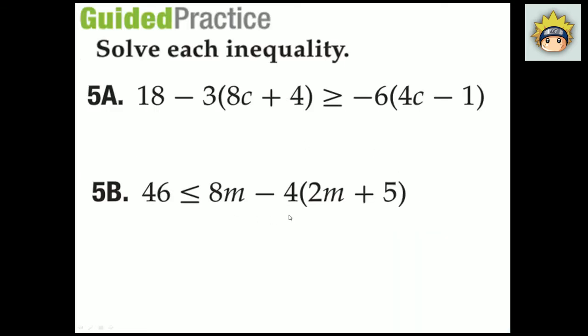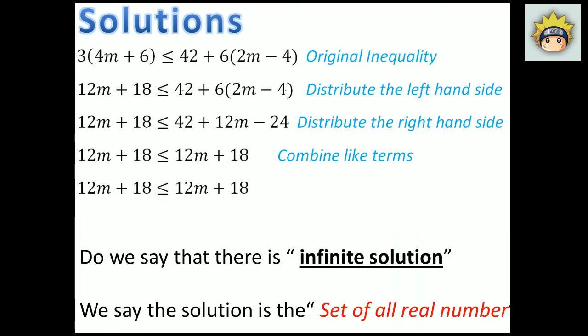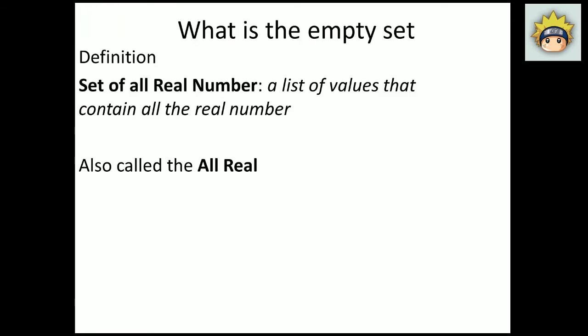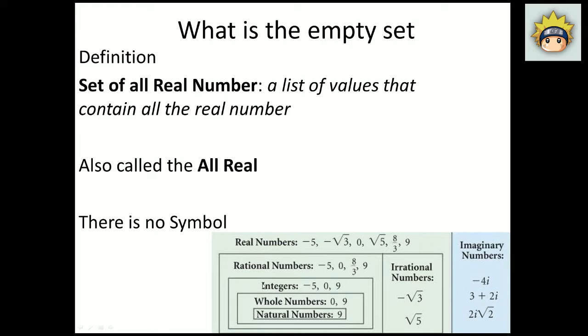For this problem, when we say the left-hand side is equal to the right-hand side, any value of m that we plug in is going to be a solution, whether it's a rational number, irrational number, zero, a whole number, a negative, or a positive integer. It doesn't matter, as long as it's still a real number, that inequality is valid. It is not valid if we use an imaginary number. So that's what the set of all real numbers visually means.